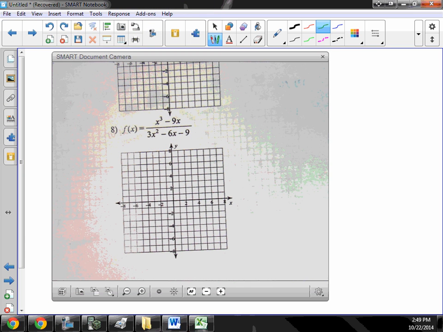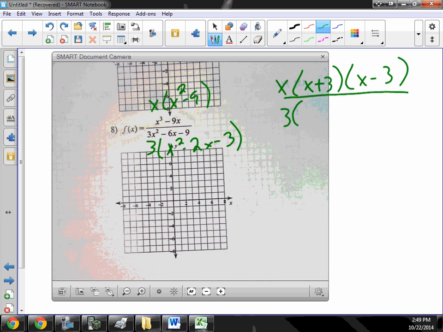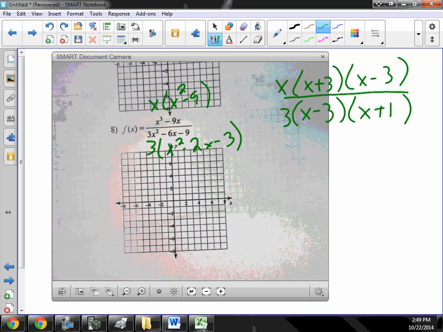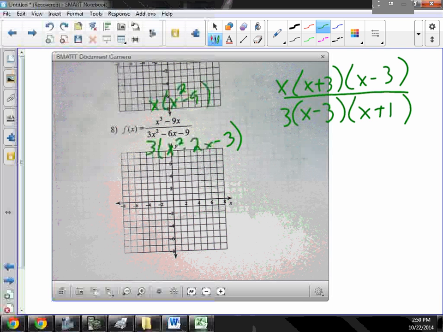Okay, number 8. I'm going to pull out an x. x times x squared minus 9. Oh, I've seen this before. x times x plus 3 times x minus 3. I'm going to pull a 3 out of the bottom. 3x squared minus 2x minus 3, which is 3 times x minus 3 times x plus 1. Everybody follow? Where you lost, Danny? All I did was factor it. I just did it really fast.